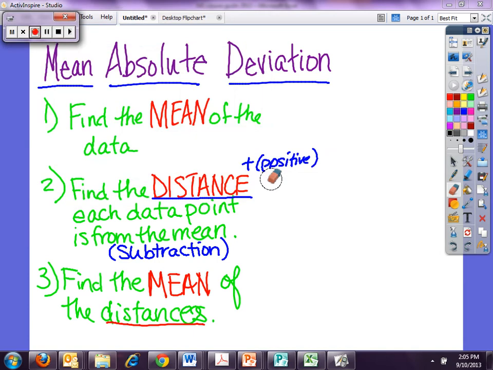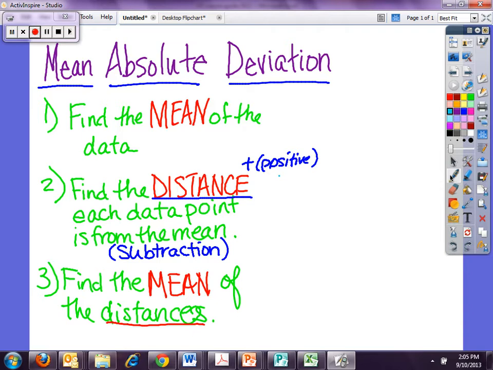Okay, we're going to talk about how to find the mean absolute deviation. Here are the steps to find the mean absolute deviation of data points. So we first need to find the mean of the data, and we do that by adding up all of the data points and dividing by the number of data points that we have.